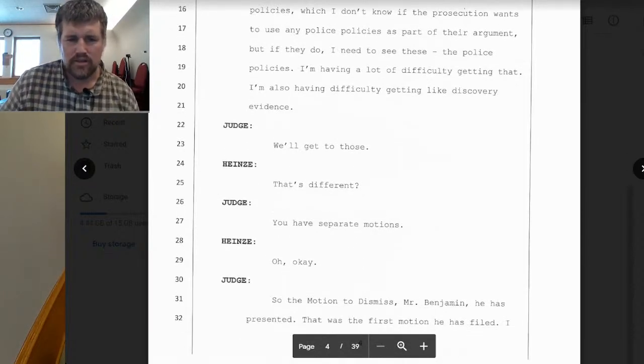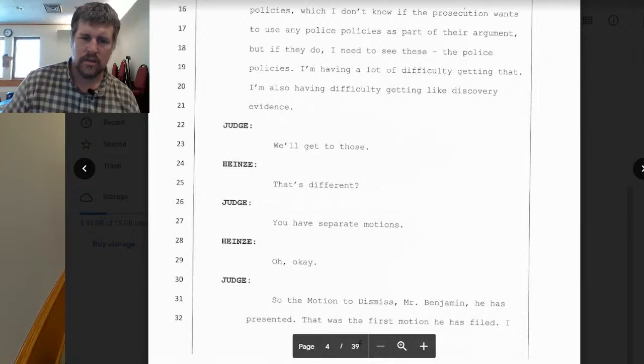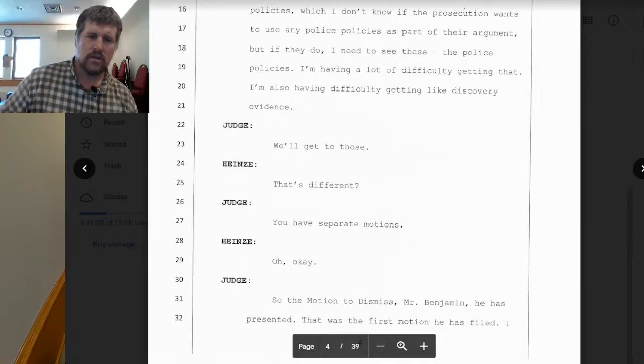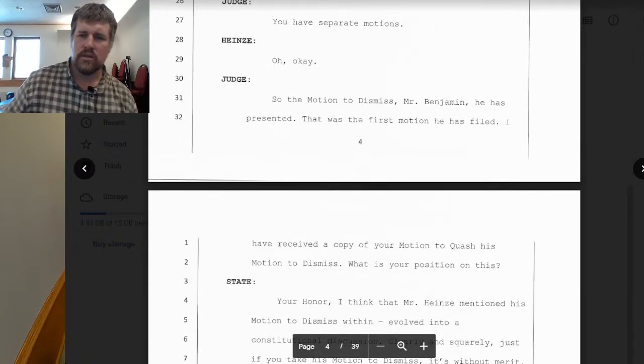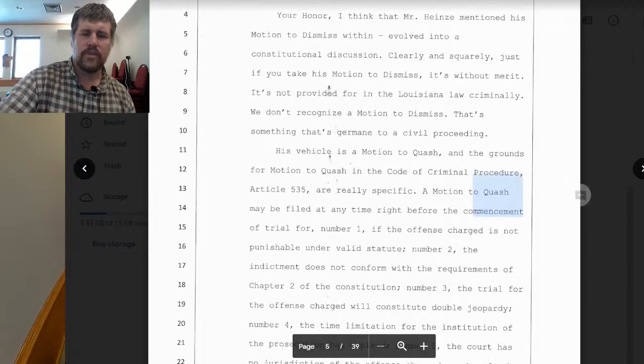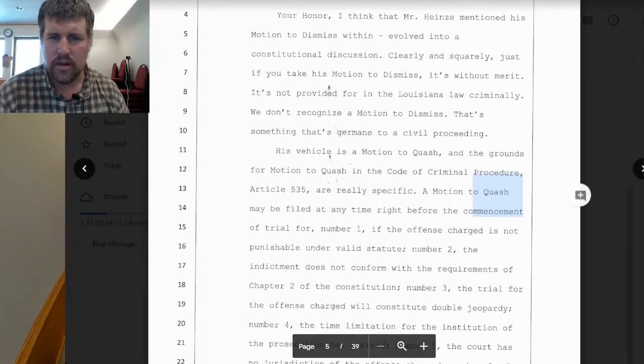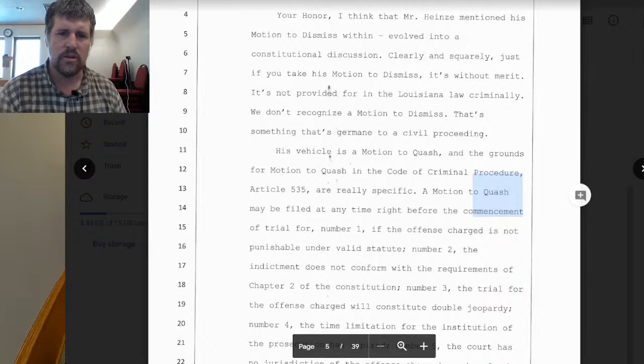Oh yeah, and then I was asking about the discovery. So the motion to dismiss he has presented. Prosecutor Benjamin: Your Honor, I think that Mr. Hines mentioned his motion to dismiss evolved into a constitutional discussion.